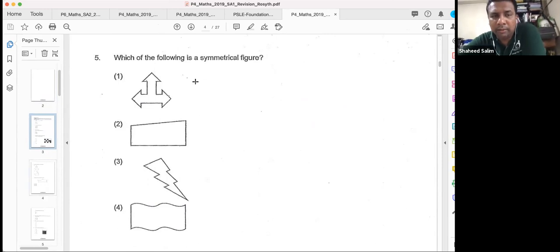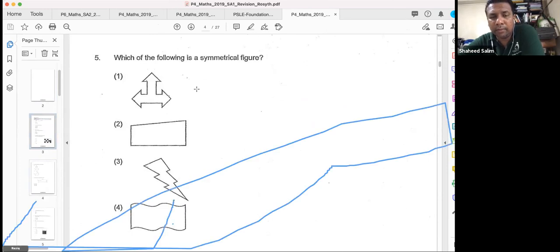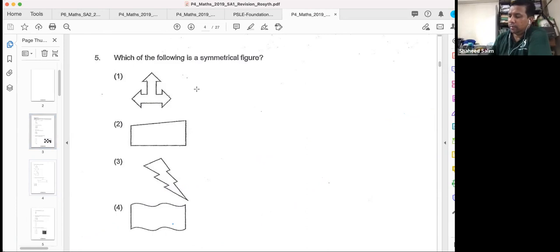Symmetry means you can divide it into exactly two halves. Exactly. So number one, you think you can divide exactly into two, like a mirror. Can you try to cut number one? You try to cut number one. See what you can. How you gonna cut? Okay, I'll show you how we can cut.